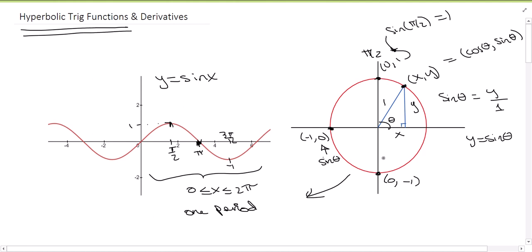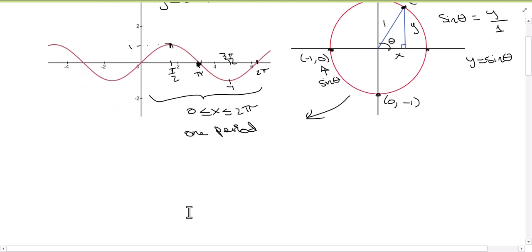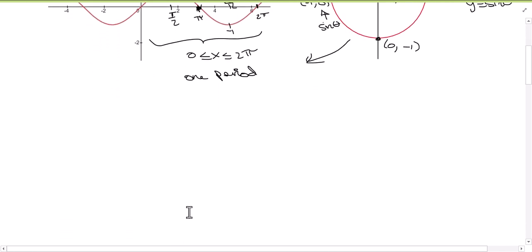So what we're doing is going around the circle, taking the y coordinate and then translating it to the xy plane. That's how we get the sine curve, one period of it. This is 2 pi. And then as you continue on and on, you get the entire curve. And so for the hyperbolic trig function, I'm going to look at y equals hyperbolic sine, which we call sinh of x. So what is hyperbolic sine?